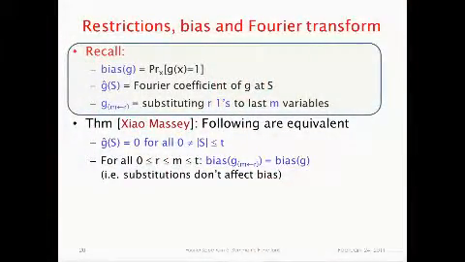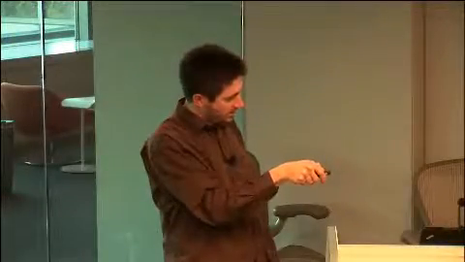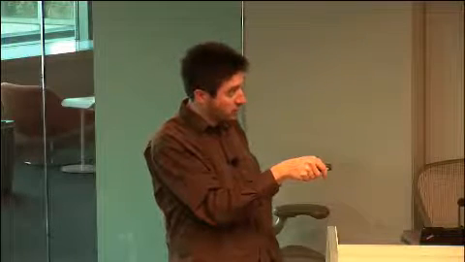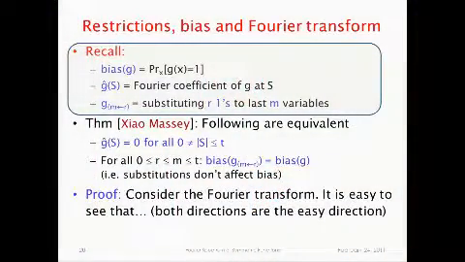Okay, these are notations. And here's the theorem of Chor and Massey that I mentioned. It says that the following are equivalent. All the Fourier coefficients supported on small sets are 0, is equivalent to the following: if you pick any m smaller than t variables, at most t variables, and any r at most m, and you make this substitution, the bias doesn't change. Okay, what is the proof? Well, the proof is you look at the Fourier transform.